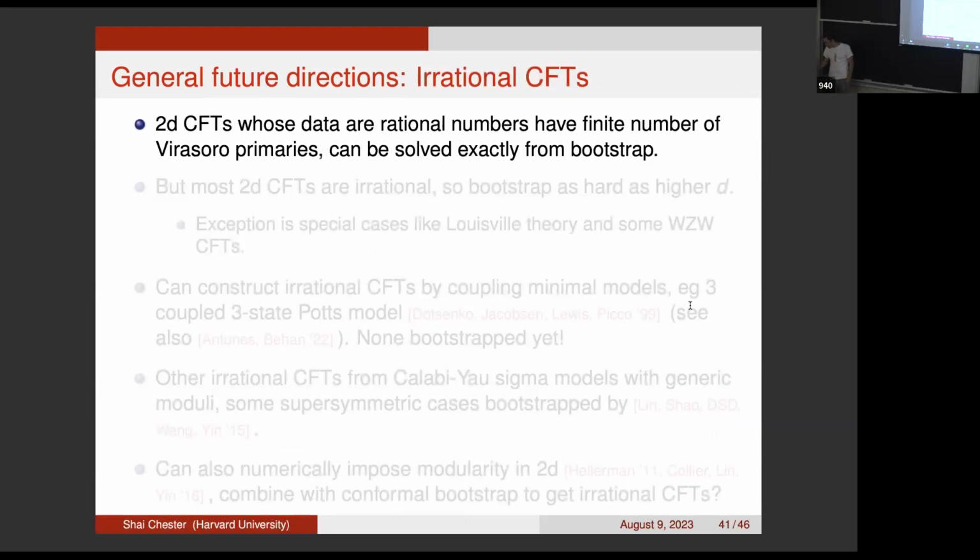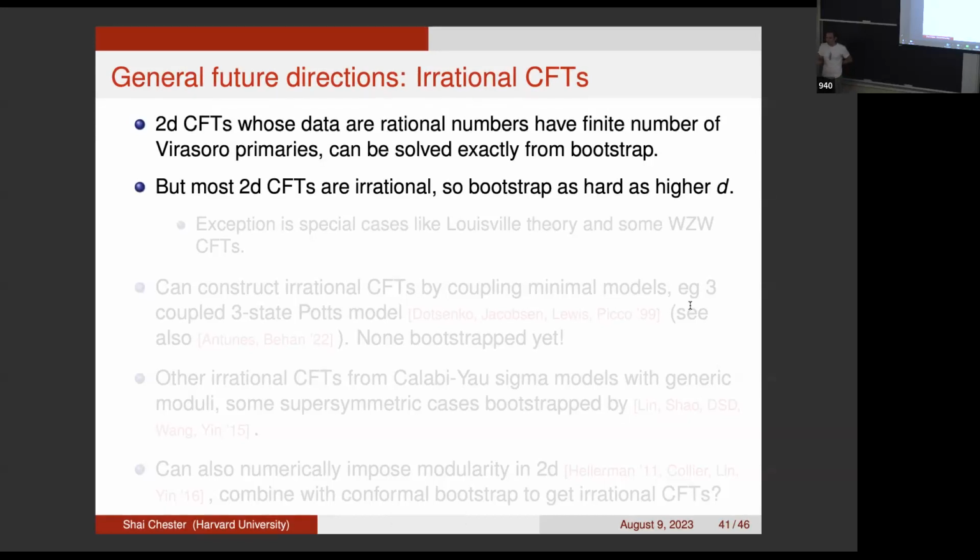Okay, so another general direction is studying irrational CFTs. I didn't talk so much about 2D, because in 2D, a lot was already known. But most of the things that are known in 2D are about rational CFTs. Minimal models are the classic example. Minimal models you can solve completely, and many other rational CFTs you can also study. But a generic CFT, even in 2 dimensions, is irrational. It means its scaling dimension is an irrational value.